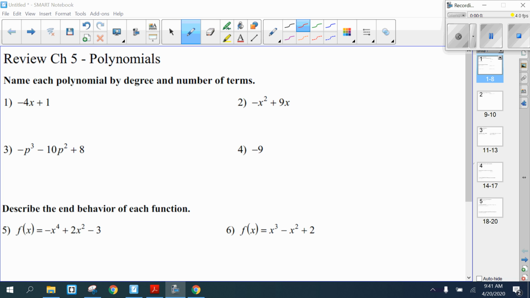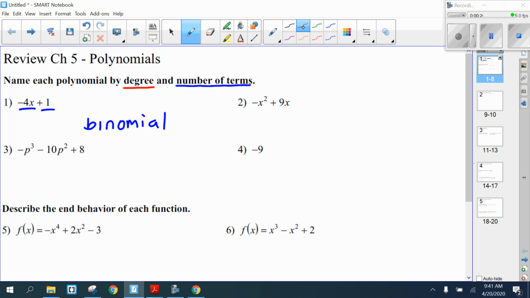Name each polynomial by degree and number of terms. So you've got two different things you're looking for: degree and number of terms. The number of terms is the easier thing. In problem 1, there are 2 terms. That makes this a binomial. Bi meaning 2, binomial.